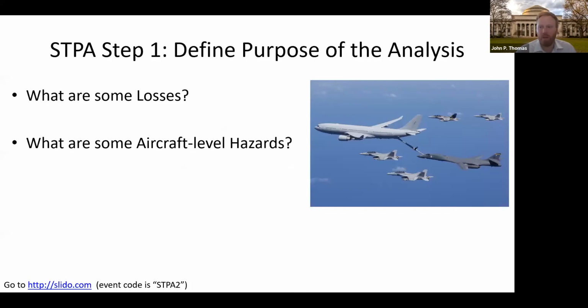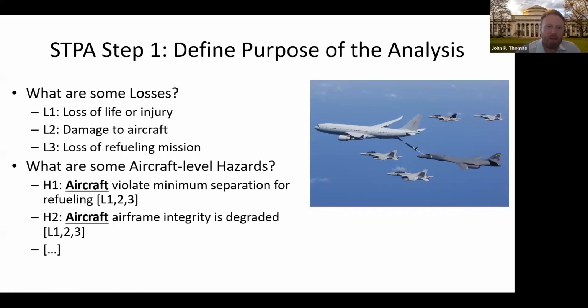What are some losses for this aircraft? Well, we mentioned some before and they all still apply. What about loss of life? What about damage to the aircraft? What's a mission loss here? Maybe some loss of the refueling mission. Some hazards we might talk about, well, the same ones that we had from before. Many of them still apply too.